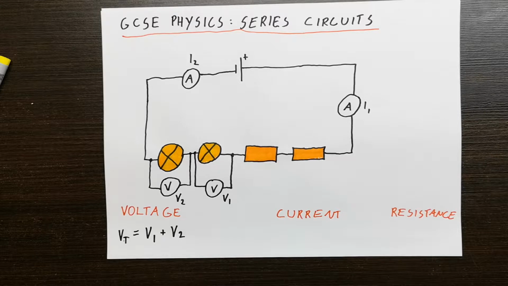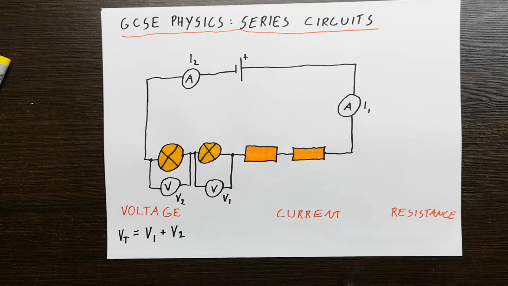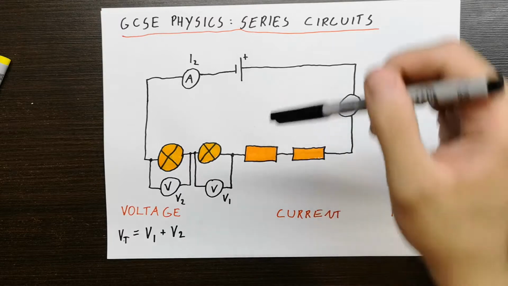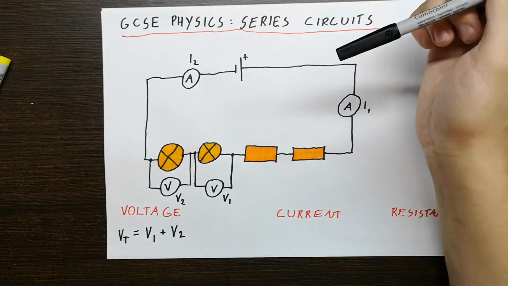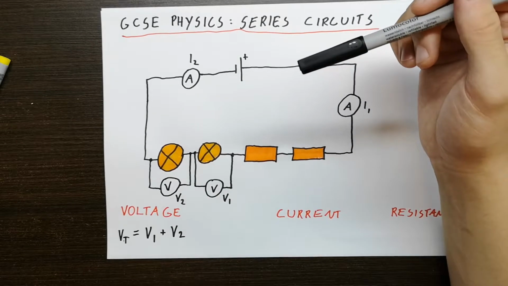Now, what happens with the current? Current stays the same. Current stays the same throughout the entire circuit. How do we understand this? Well, because current is defined as the rate of flow of charge.